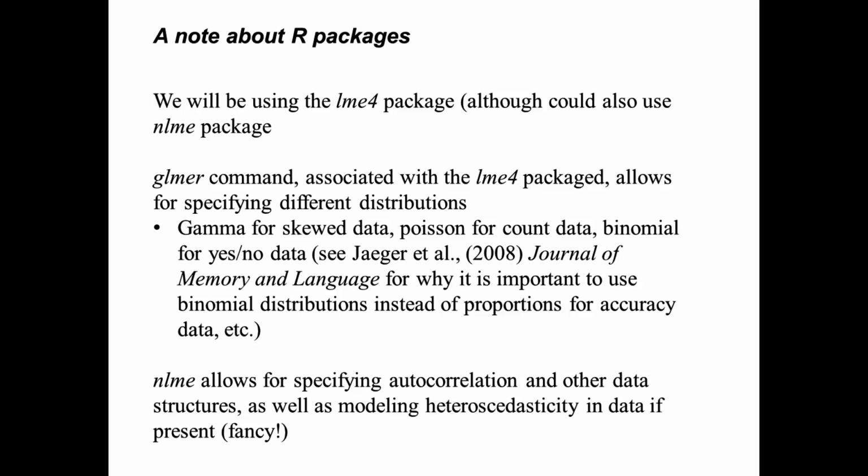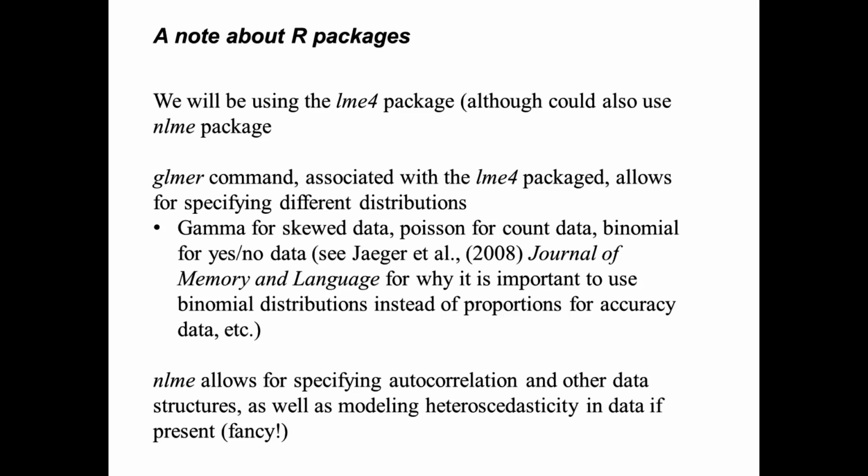It allows for the glimmer command, which allows you to use normally distributed data. So you can use gamma distributions for skewed data. You can use Poisson for count data, binomial data. And there's a lot of really interesting things in the literature about binomial data. Normally people will just take a proportion. So for accuracy, you'll say, oh, this person was 75% accurate. But doing that can violate a lot of the assumptions of the data, and it's much more appropriate to use a binomial distribution with mixed effects models as opposed to just averaging over accuracy data. So I put up one paper about that in particular.